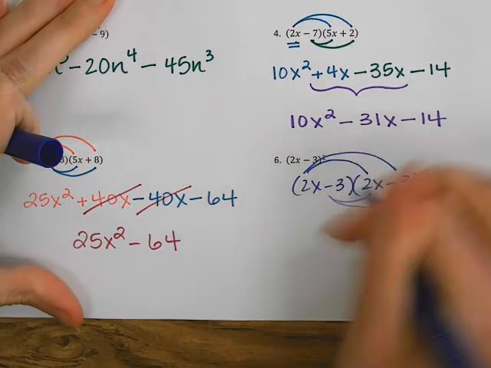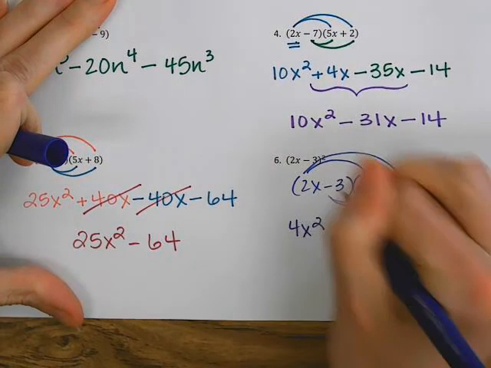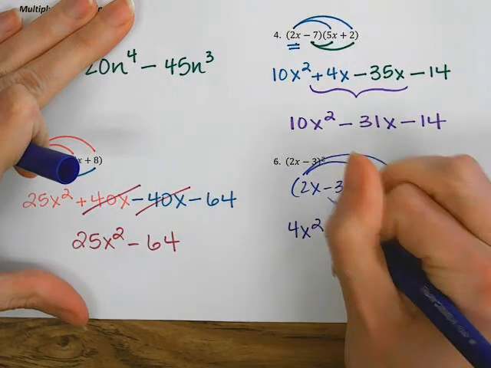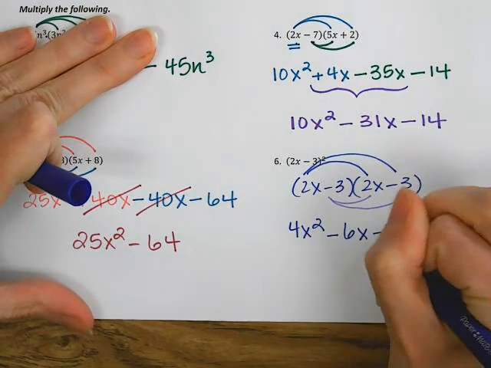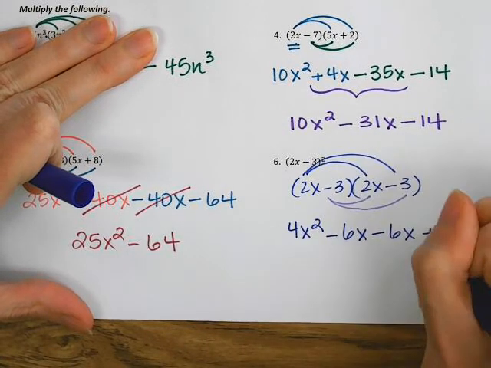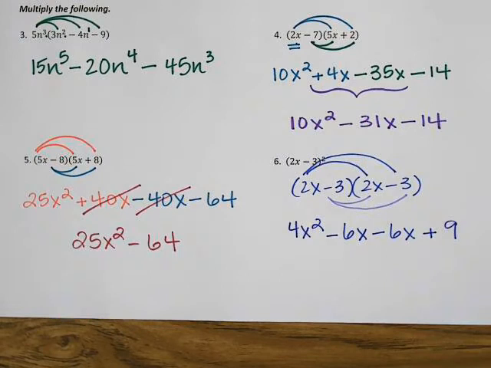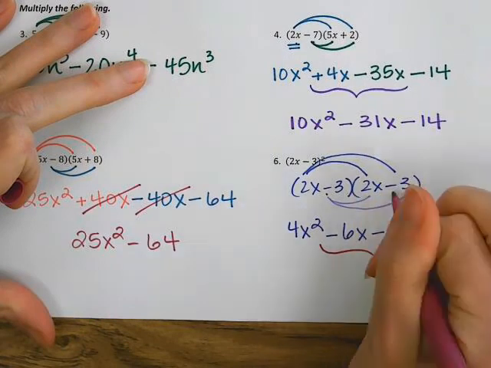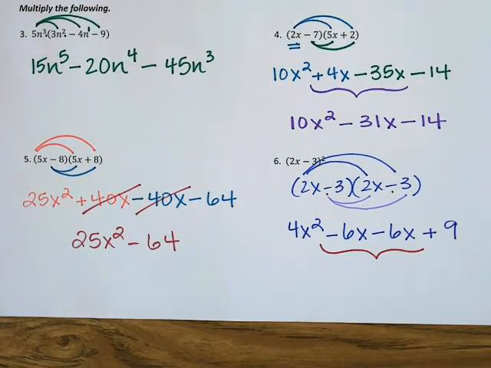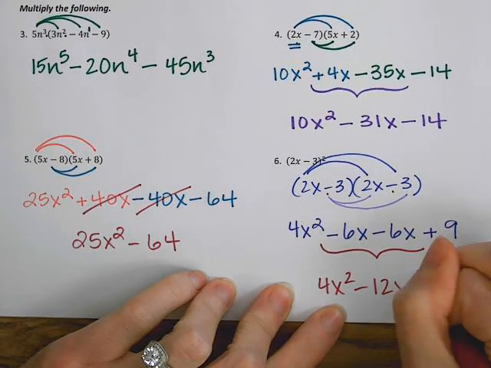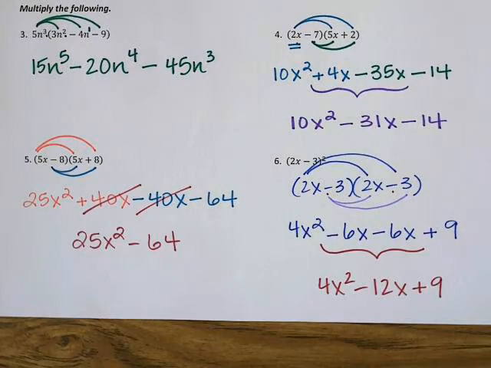So 2x times 2x is 4x squared. 2x times negative 3 is negative 6x. Negative 3 times 2x is negative 6x. And negative 3 times negative 3 is positive 9. Now, in this case, the middle terms are not going to cancel because they were not opposite. So add them together. Final answer, 4x squared minus 12x plus 9.